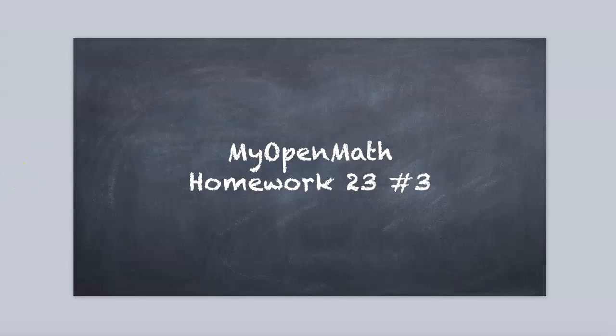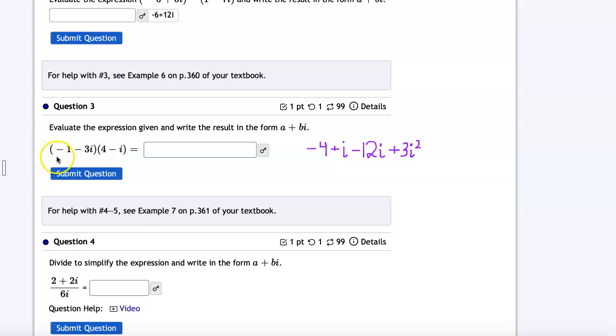Now we'll look at number 3 from my Open Math. For question number 3, we want to use FOIL. So negative 1 times 4 is negative 4. That's first. Outer, negative 1 times negative I is positive I. Inner, negative 3i times 4 is negative 12i. And last, negative 3i times negative I is a positive 3i squared.